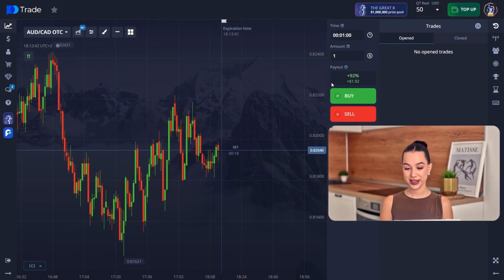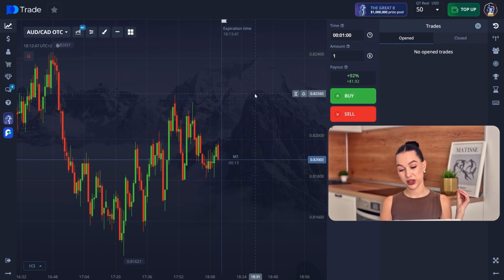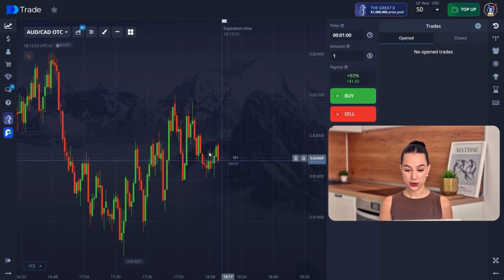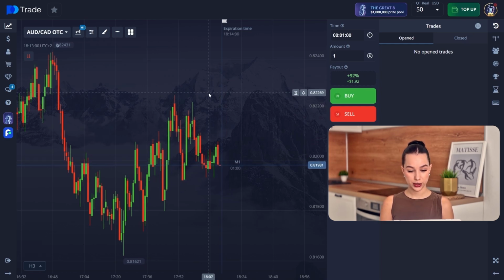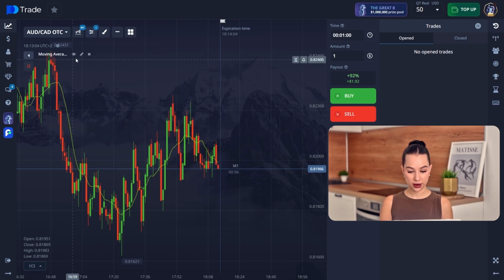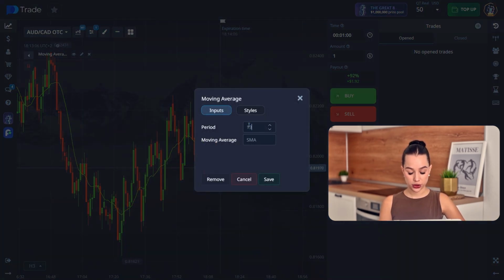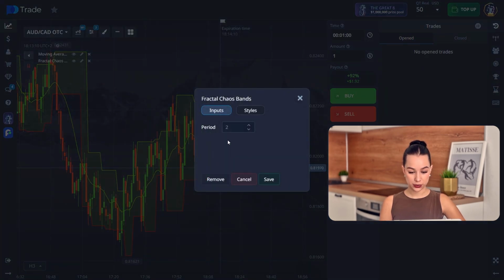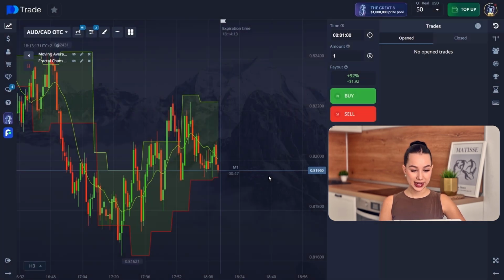So guys, here is our Pocket Option account, and of course we will combine practice with theory at the same time, so it will be much more interesting to watch, and also you will know something useful and we will also practice it right away. So firstly, guys, we go to our indicators, here it is, and we choose moving average with a period of 13, SMA. Then we choose Fractal Bands and we change the period to 5 and click save.